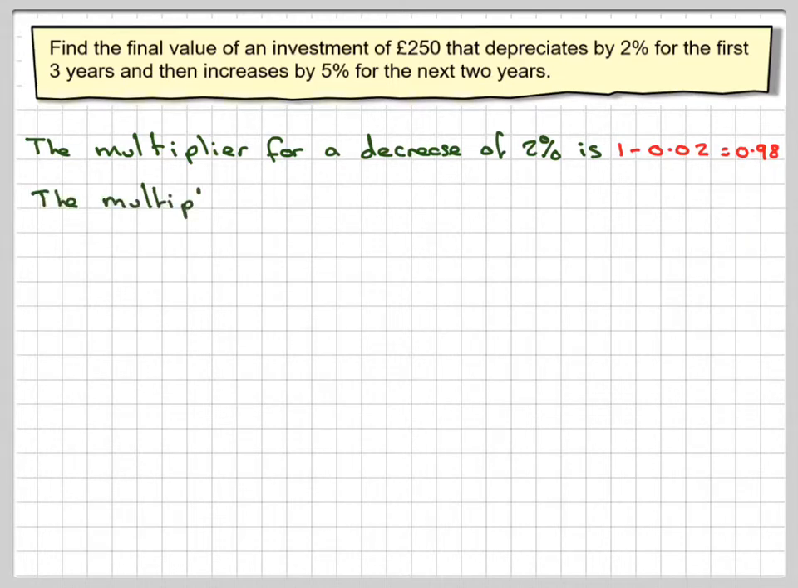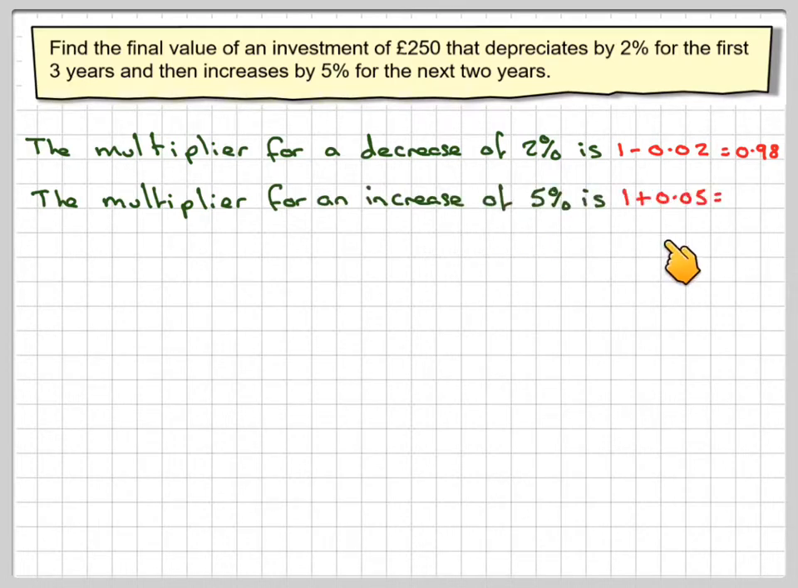And then the multiplier for an increase of 5% is going to be 1 plus 0.05, which is going to be 100% plus 5%, which is 1.05.